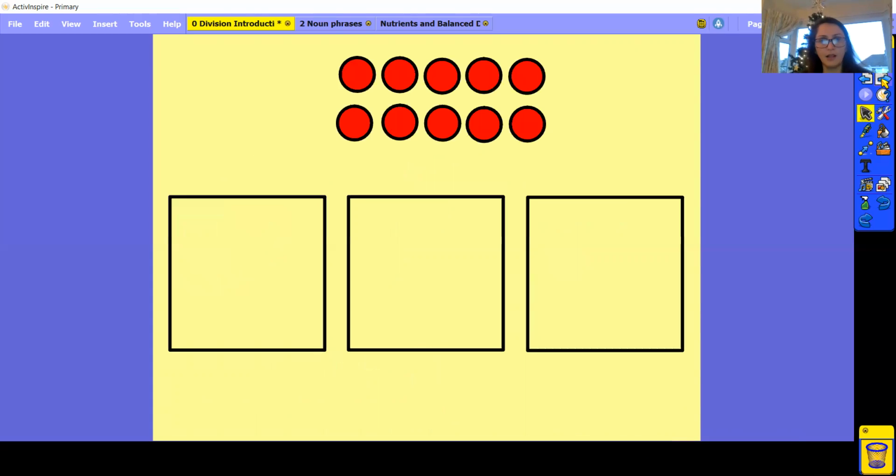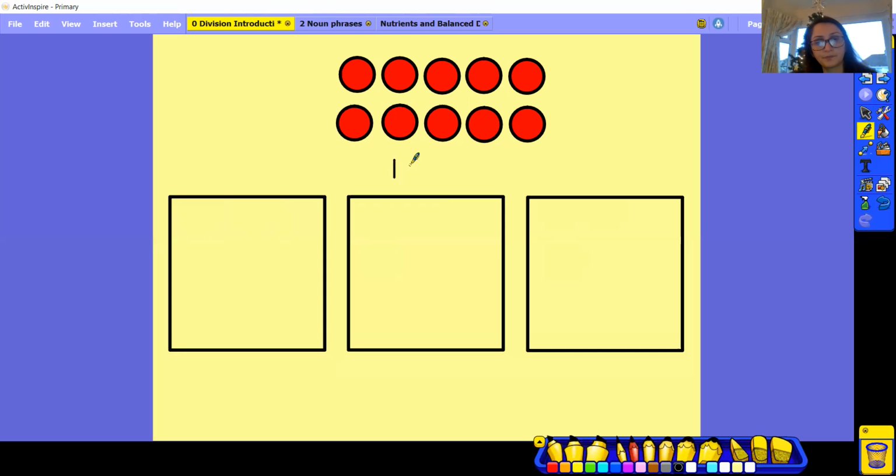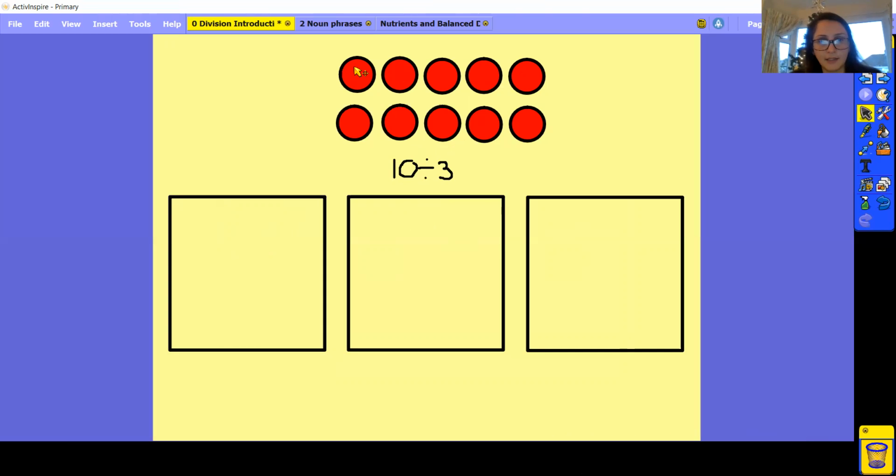So let's move on to this next one. So here we have how many dots? Sorry, how many dots do we have? 1, 2, 3, 4, 5, 6, 7, 8, 9, 10. So I have 10 dots. And how many groups do I have? We've got 1, 2, 3. And we're going to share them equally. So we're going to divide. Remember, dividing is sharing equally. So let's divide these up into 3 groups.